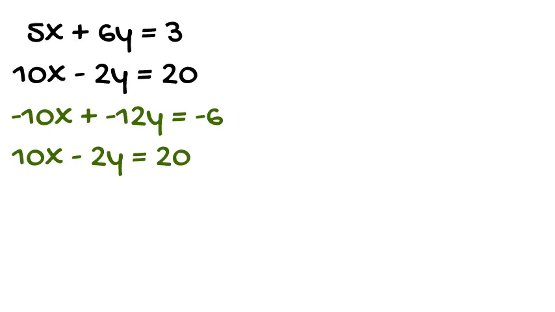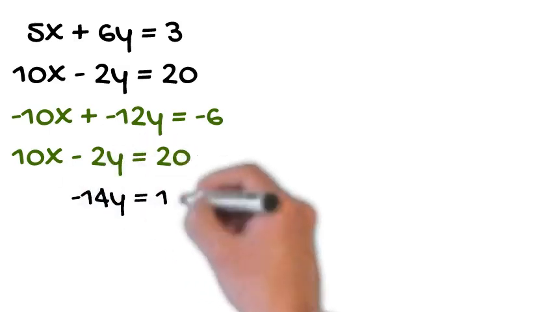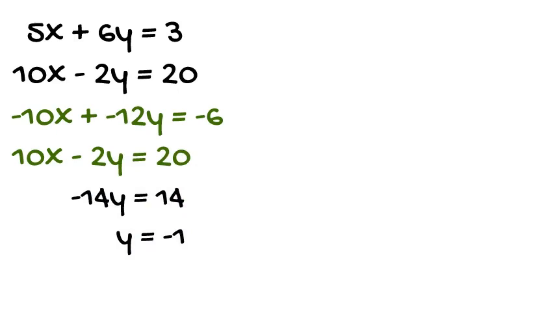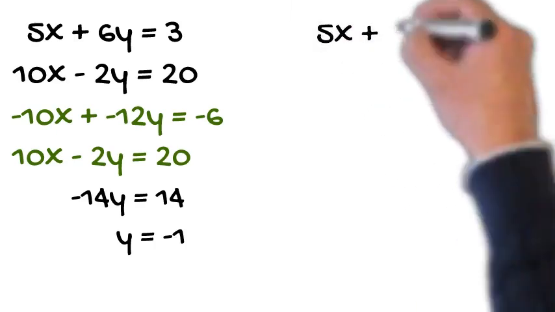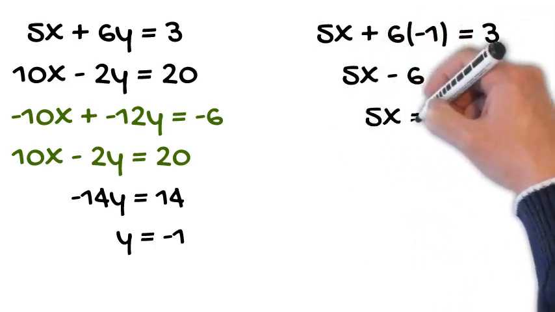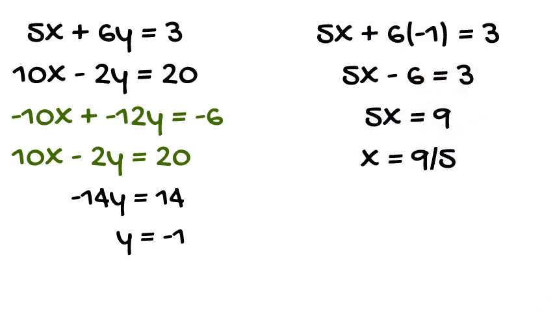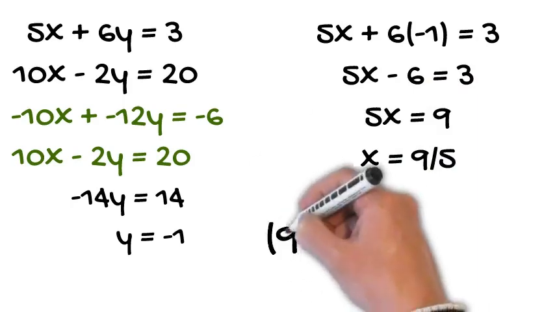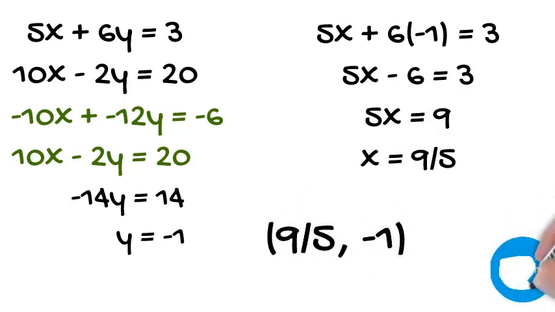Either way works fine. Now, when I add the two equations together, the x's are eliminated, and I get negative 14y equals 14, and therefore y equals -1. Now, just like with any other system of equations, we plug in the value we found from the first variable into one of the original equations to get the value of the second variable. In this case, x equals 9/5. So the answer, or the solution to the system of equations, is the ordered pair 9/5, -1.